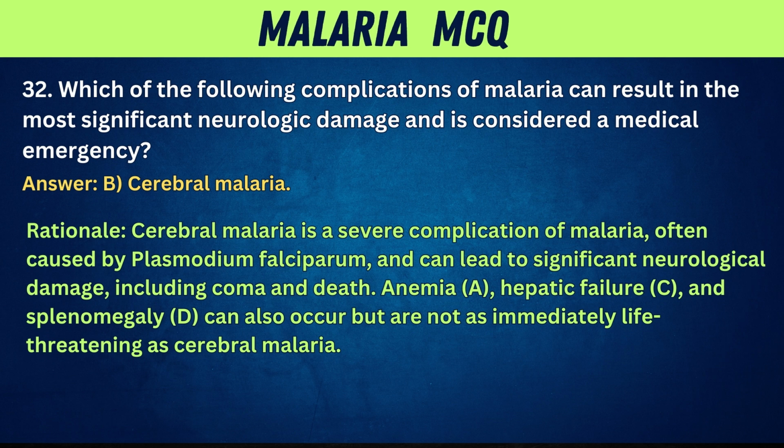Rationale: cerebral malaria is a severe complication of malaria, often caused by Plasmodium falciparum, and can lead to significant neurological damage, including coma and death. Anemia (A), hepatic failure (C), and splenomegaly (D) can also occur but are not as immediately life-threatening as cerebral malaria.